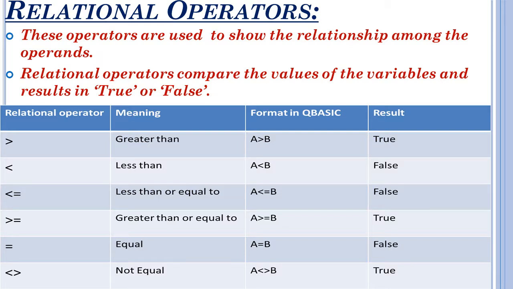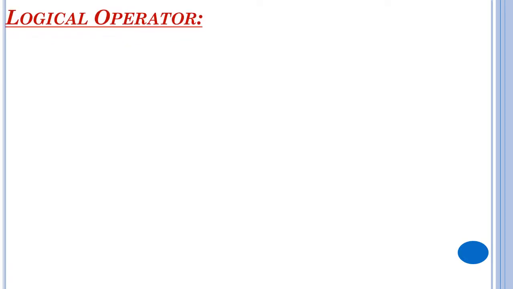This is about the relational operator. This is the relational operator table. You need to give the value for A and B. Next is about the logical operator.